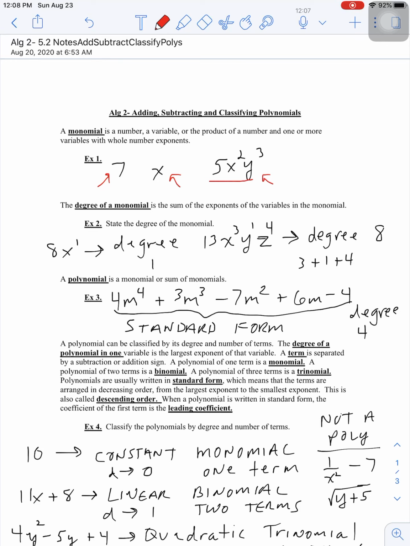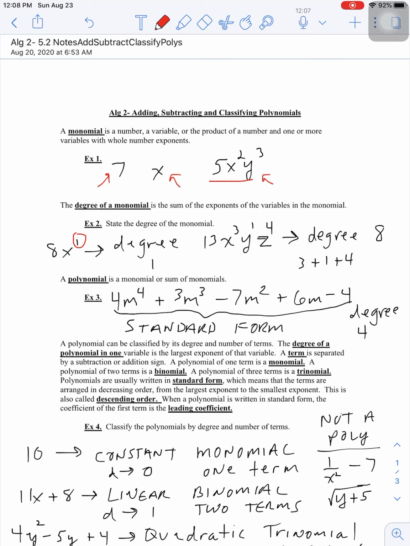After we talk about a monomial, we're going to move into what they call the degree of a monomial, which is the sum of the exponents of the variables in the monomial. So in example 2, we're stating the degree. You start off with 8x to the first. You are looking at the exponent here. So when I look at that monomial, I know it's a degree of 1.